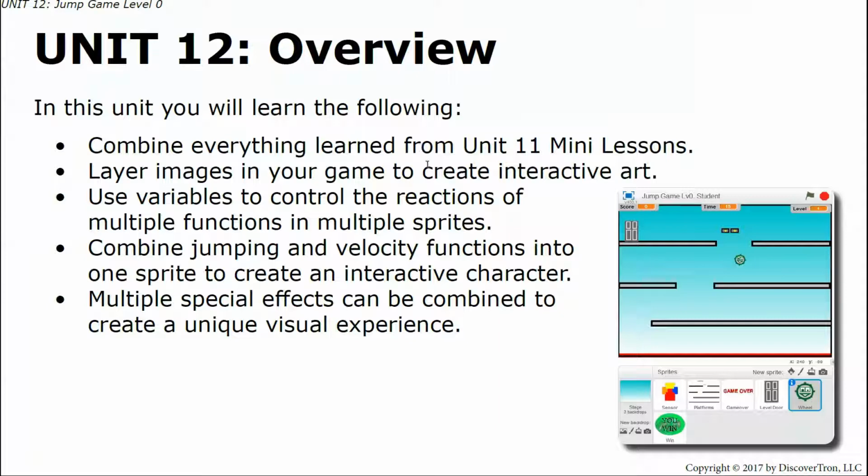Okay, so what you'll learn out of this unit here, you're going to combine all your other mini lessons. We're going to learn a little bit about layering. Layering allows you to create some interactive art, and we'll use variables to control those reactions and multiple functions and multiple sprites. We're going to combine jumping and velocity into functions in one sprite. We broke those apart in the other mini lessons where we had one jumping and then the other one is moving left and right with its X velocity. We'll combine those into one single sprite.